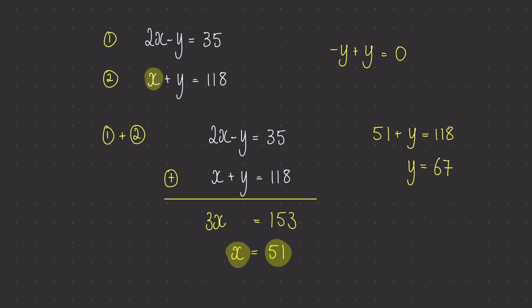This is something we can always double check. So if we take our x value and place it into equation 1, I would get 2 times 51. If I take my y value and place that back into equation 1, I would now get minus 67. So we can work this out. That would be 102 minus 67. Which, when we calculate, we find to be 35, just as expected in that equation there.